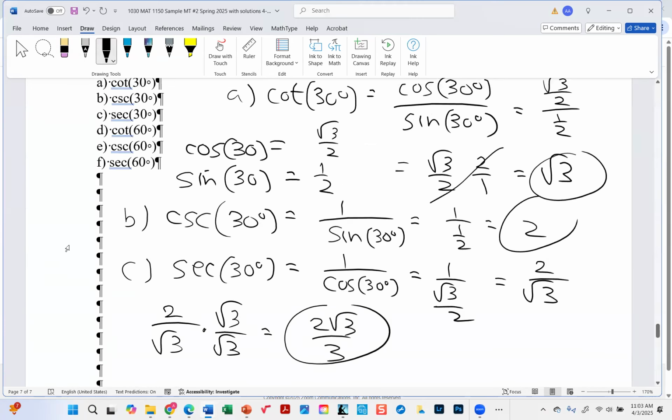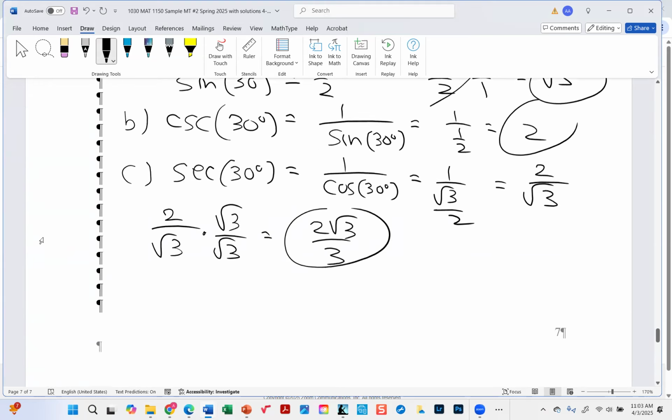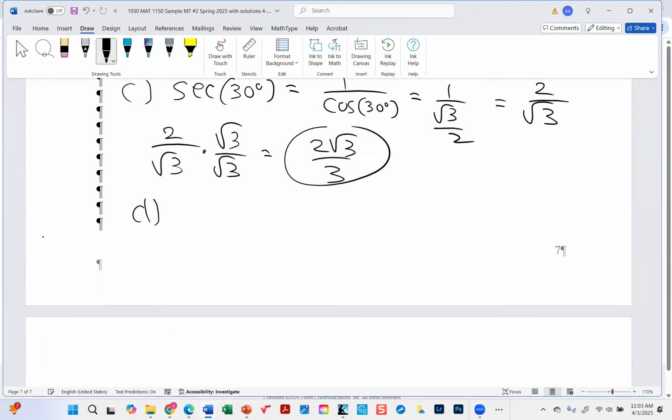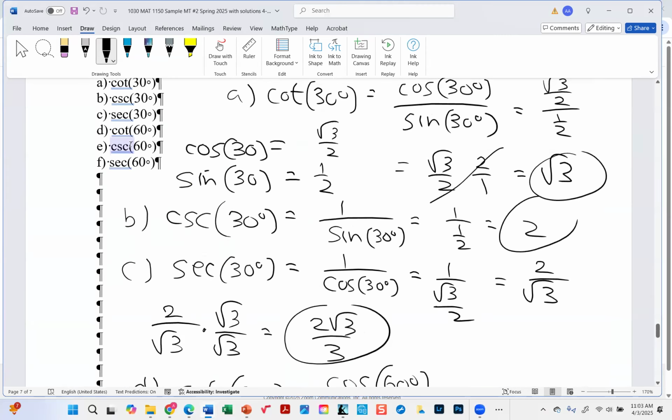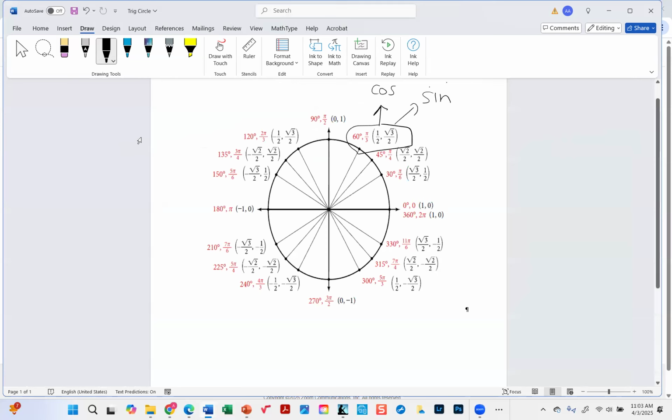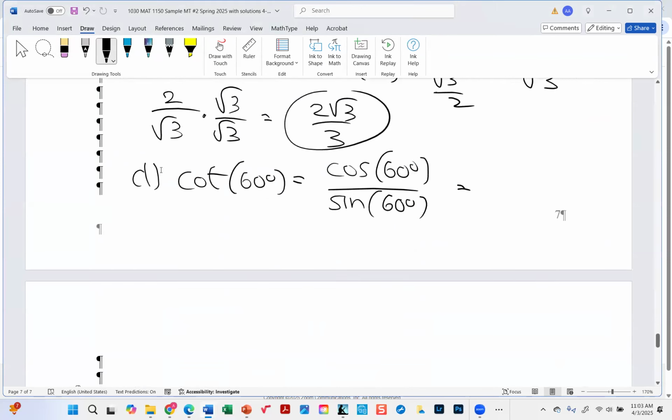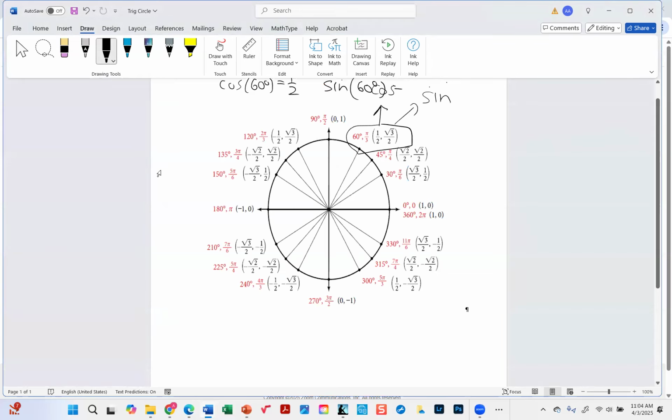All right. And then finally D. Oh, no, there's more. D is the cotangent of 60. All right. So we looked these up, I think. Let's go get them back from here. So cosine of 60 is 1/2. Just write that down somewhere. And then the sine from the same diagram would be radical 3 over 2.